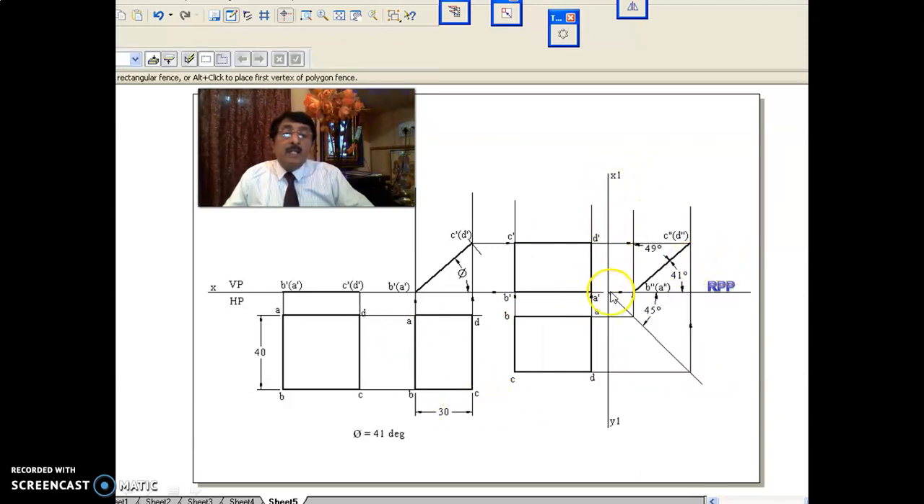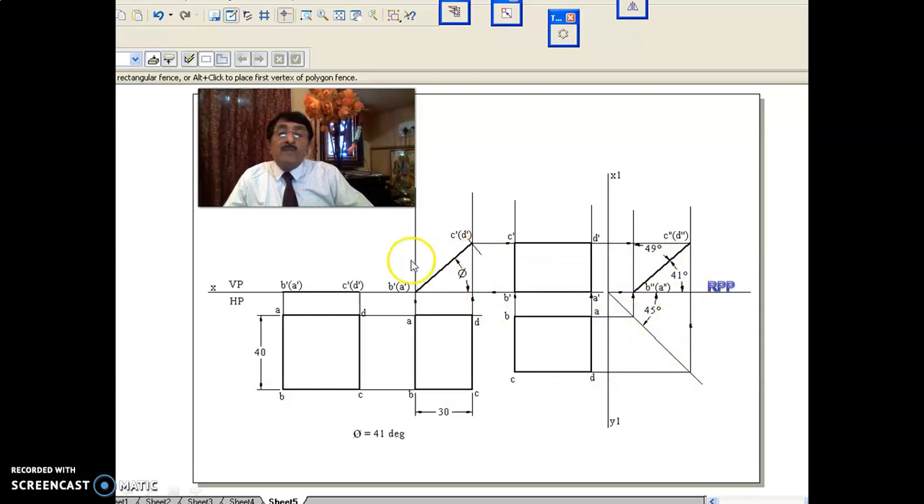You make X1, Y1. This is VP. This is HP. The left view I'll write on RPP. If they ask you for the left view, you do it this way. This is the front view in the final position. This is the top view in the final position. For this front view and top view, how does the side view look? For that, you draw an X1, Y1 line, draw a 45 degree line, and call it RPP. Now you go from here, this is one point, and from here, this is another point.